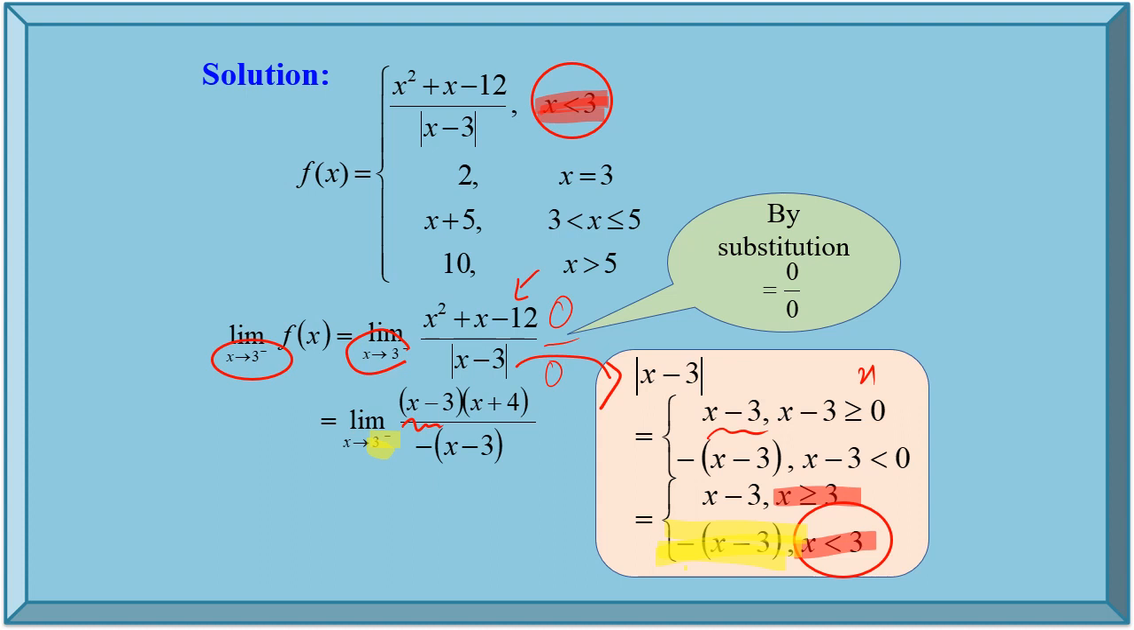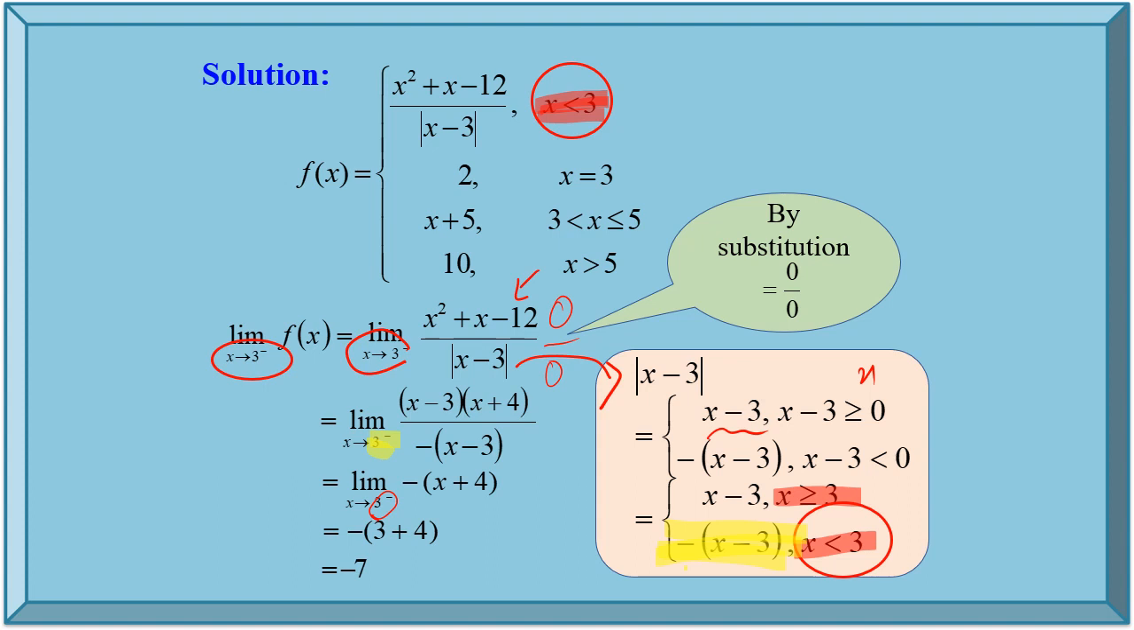So simplify this expression. What do we get? It will be negative of x plus 4 only. Okay? So negative of x plus 4. Substitute the value of 3 into the function. We get negative of 3 plus 4, which is negative 7. Okay, so this is for the first part of the question.